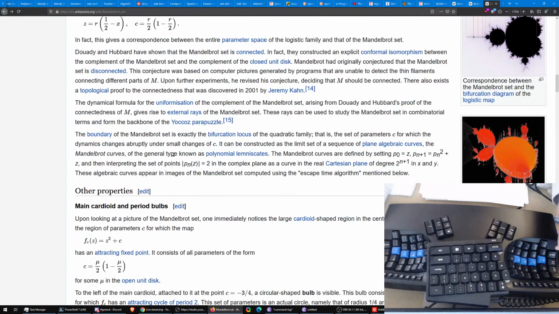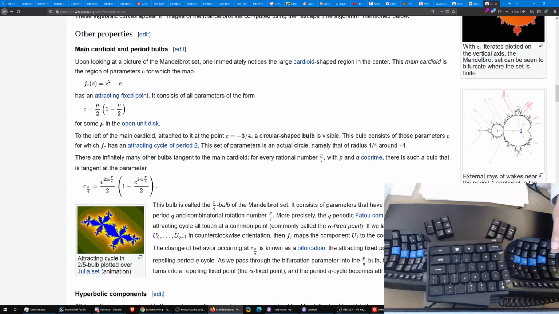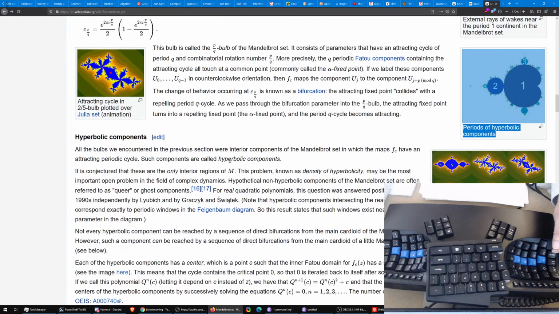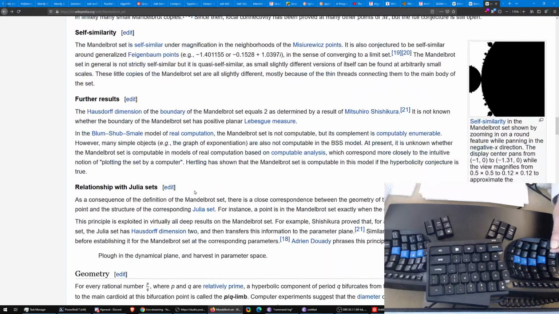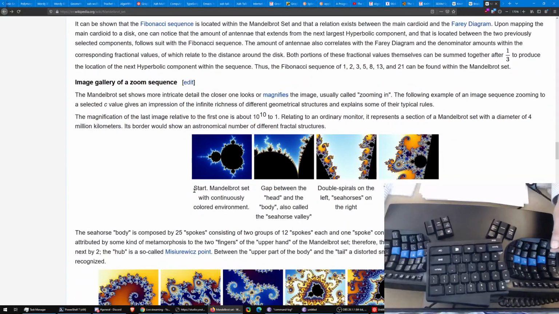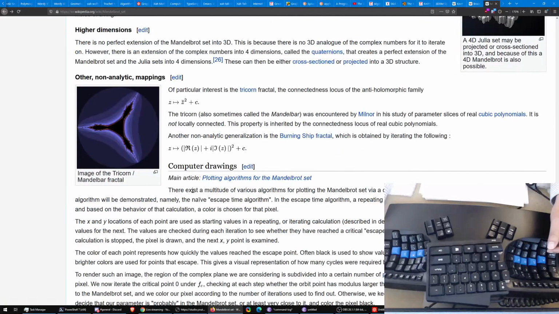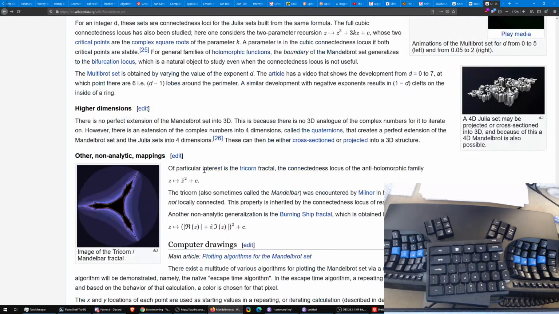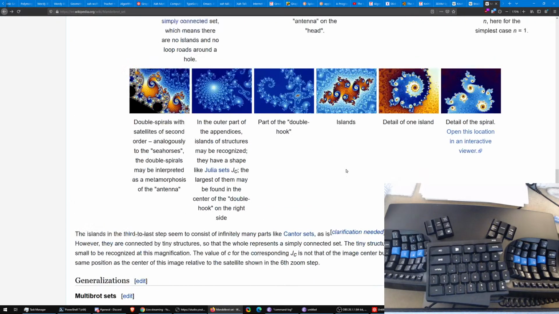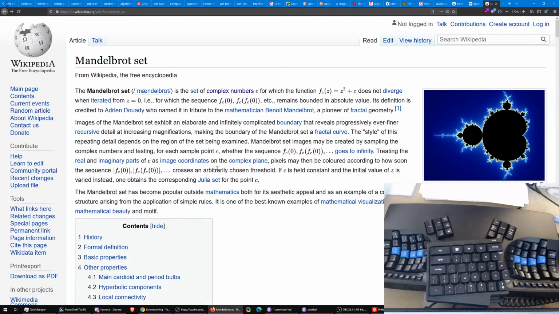Let me tell you what I'm trying to say. You have the main cardioid and period bulbs, hyperbolic components, local connectivity. So these are math. But I'm trying to find more of the generalizations. Half of this page actually talks about superficial things.